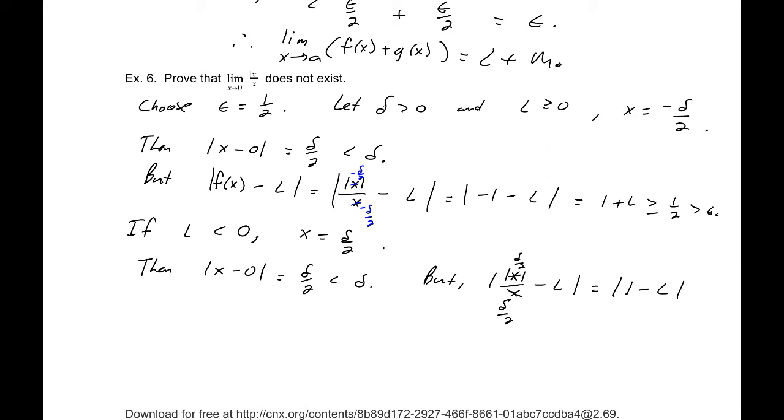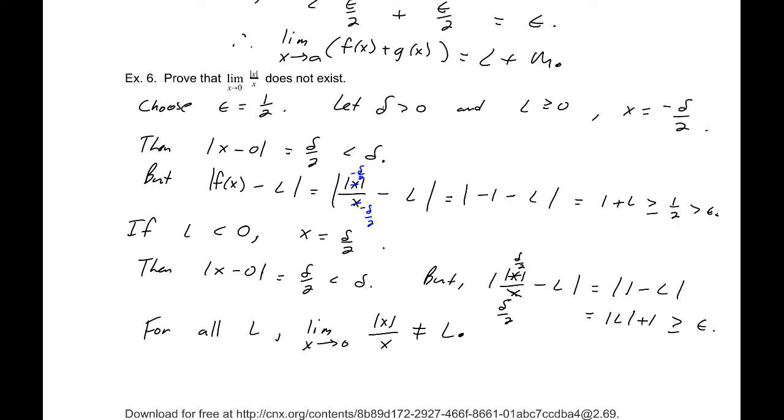Now, because of our triangle inequality and some other facts, this is equal to the absolute value of L plus 1, which is greater than or equal to our epsilon because it's 1/2. So no matter what our limit is, the way I want to conclude this is: for all L, the limit as x approaches 0 of the absolute value of x over x does not equal L.